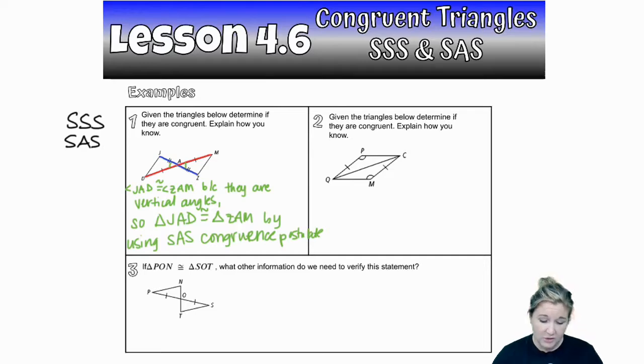Okay, so given the triangles below, determine if they are congruent and then explain how you know. Now, this is kind of tricky here because you don't really see this. So hopefully you see this triangle here, QPC, and that's a triangle right there. So that's that red triangle. And then I have this green triangle, QMC, and it's right here.